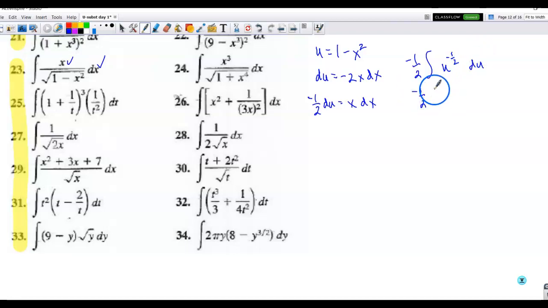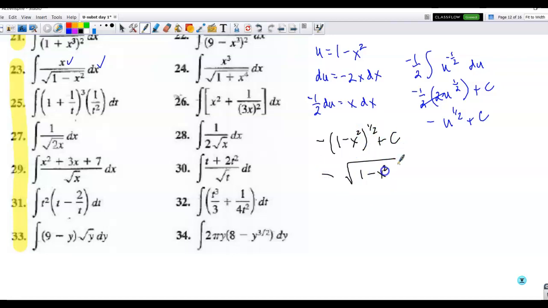Reverse the power rule, and that's going to take me u, increase the power by 1. So that's going to take me to the 1/2 power. Divided by 1/2 is times 2, plus c. The 2's divide out, and I have negative u to the 1/2 plus c. Replace back to the original, and I have the opposite of 1 minus x squared to the 1/2 power, and you could change that into a square root if you needed to, and the plus c is on the outside.